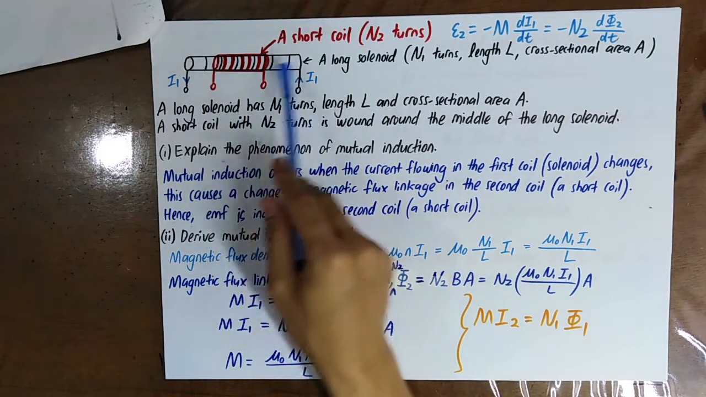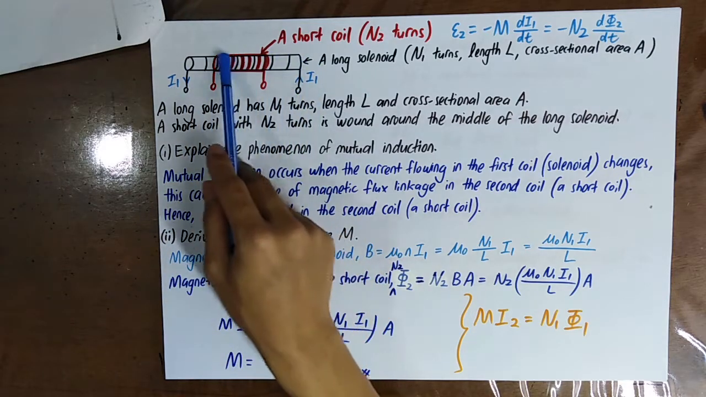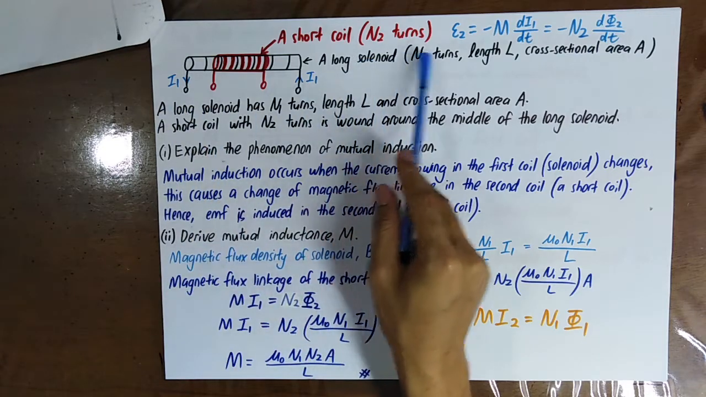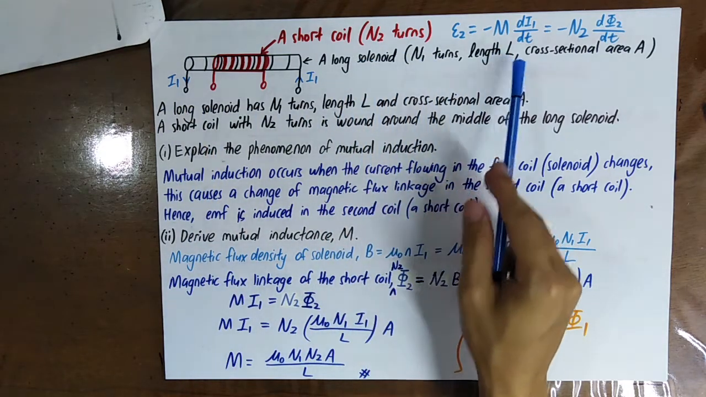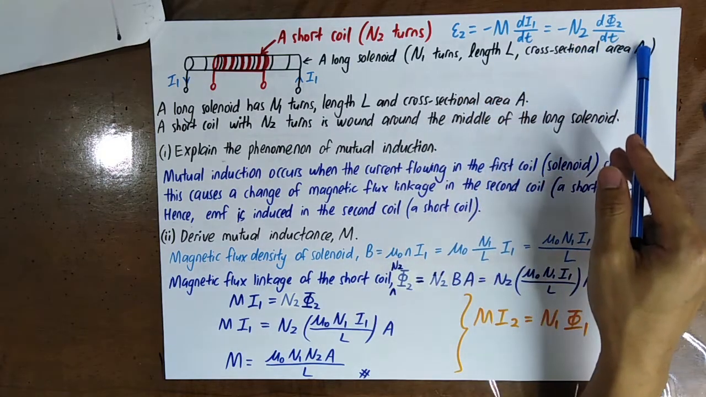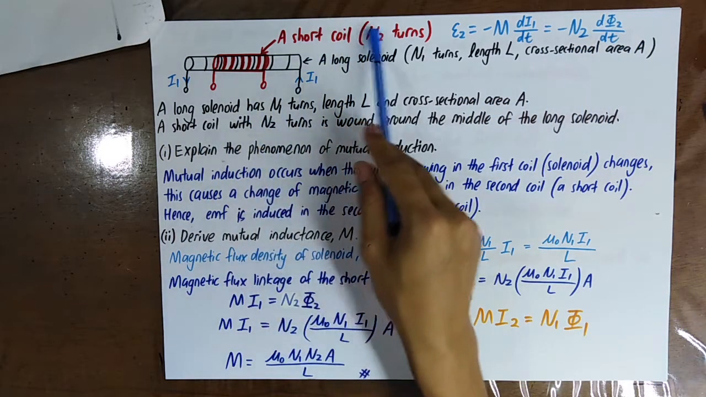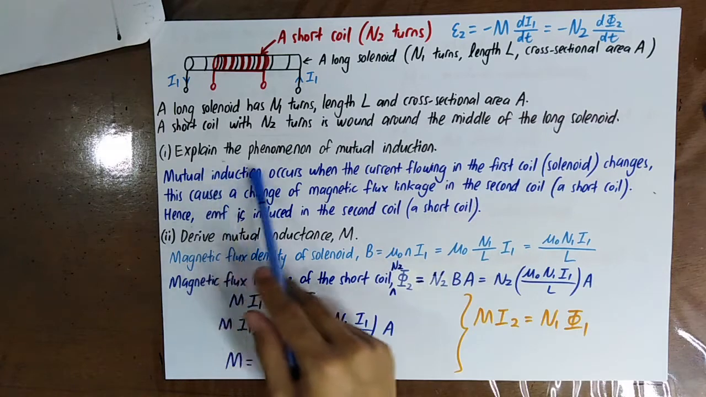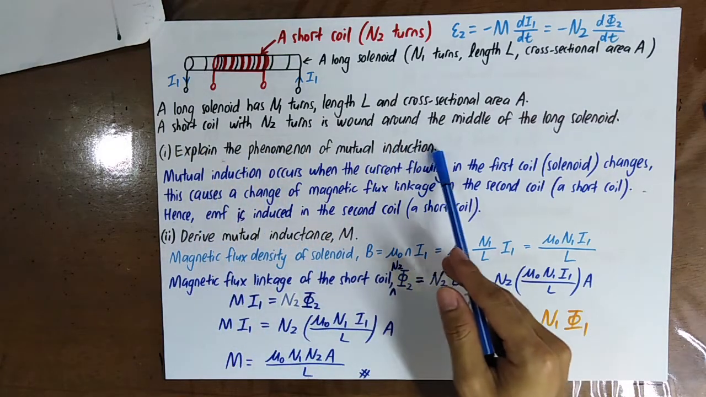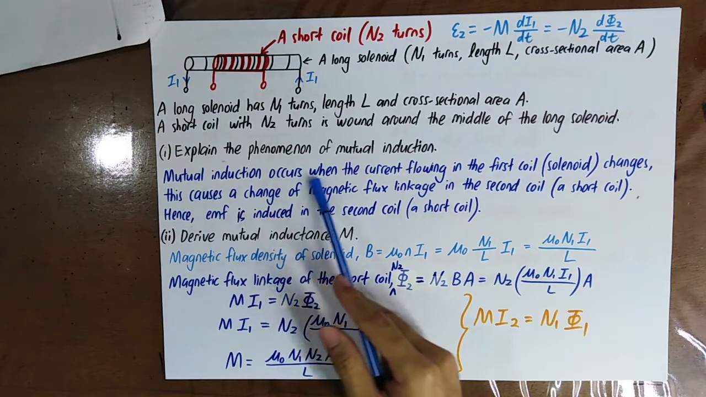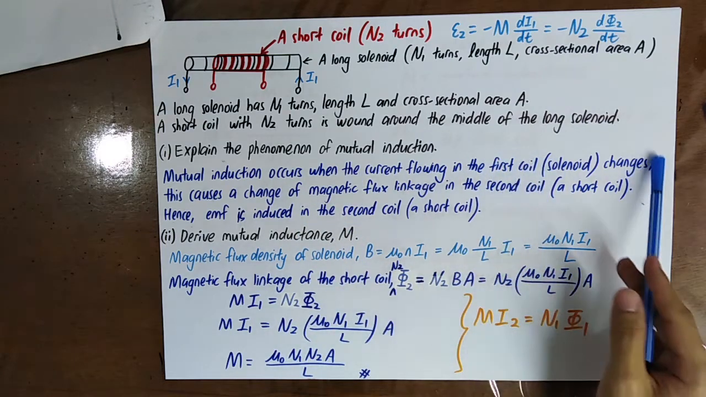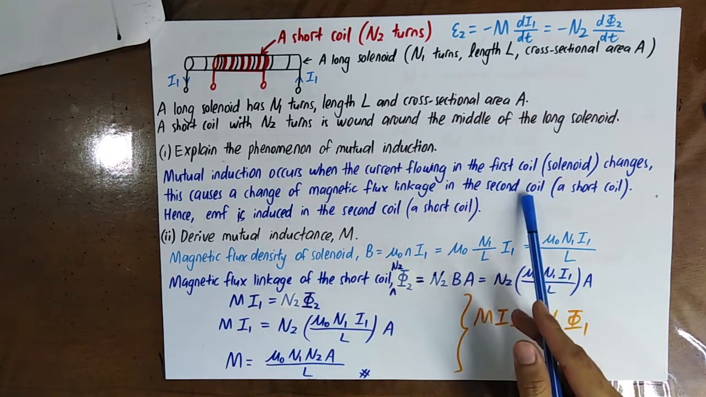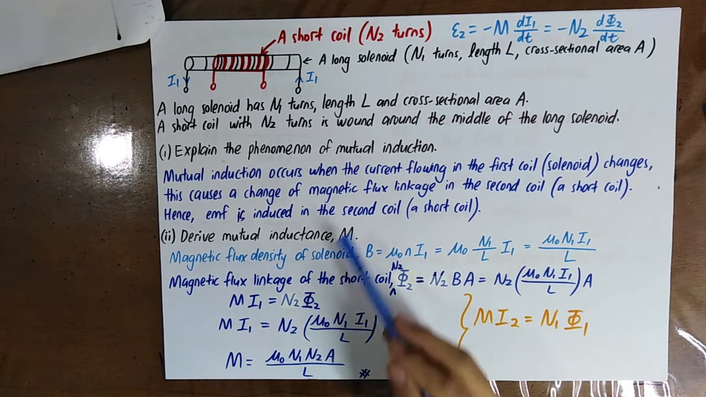For example, if this is a long solenoid and this is a short coil: the long solenoid has N1 turns, the length of the solenoid is L, and the cross-sectional area of the long solenoid is A. A short coil with N2 turns is wound around the middle of the long solenoid. Please explain the phenomenon of mutual induction. Mutual induction occurs when the current flowing in the first coil changes, which causes a change of magnetic flux linkage in the second coil. Hence, EMF is induced in the second coil.